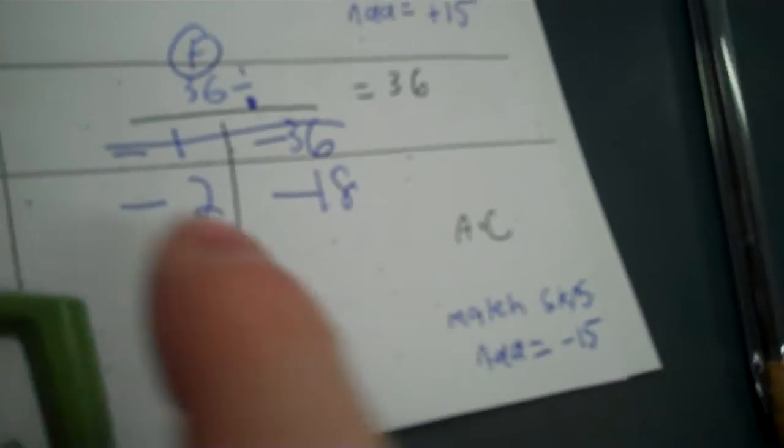36 divided by 2 is 18. So I put 2, 18, that pairing. But does that pair add up to negative 15? No.